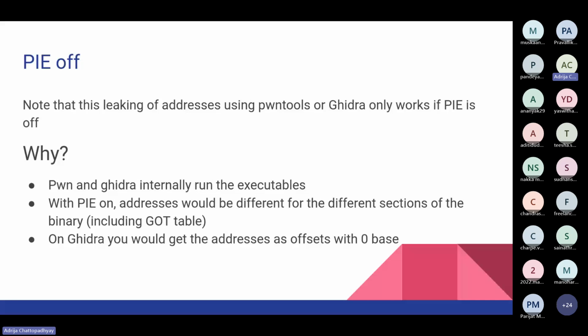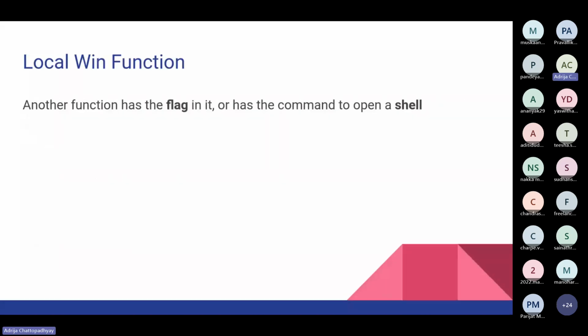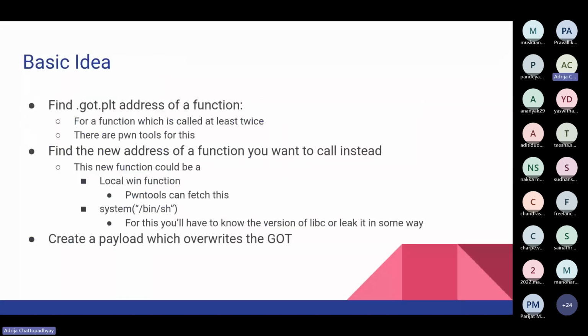Yeah, on Ghidra, I think if PIE is on, considering zero base, all the addresses will just be written as offsets. So you get some address, but it won't be very useful. Okay, then we go to the next part.